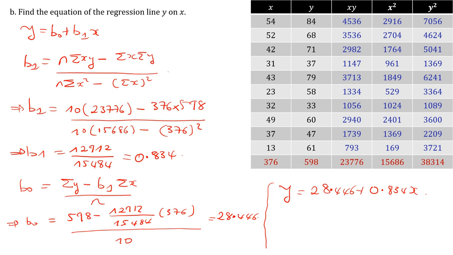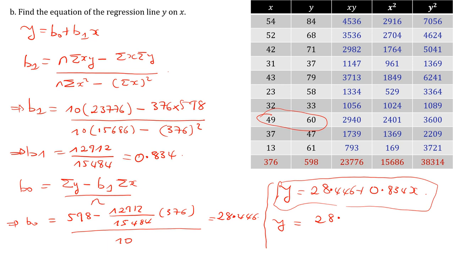Now we can take a value of x to verify the value of y. You can use any point. You can use the point 49, 60. Let's actually check the relationship between the two. So this is our regression line. Now, if x is 49, let's see what it's going to give. So that will be 28.446 plus 0.834 times 49. So let's see if it's really going to give us something close or a little bit far from 60.